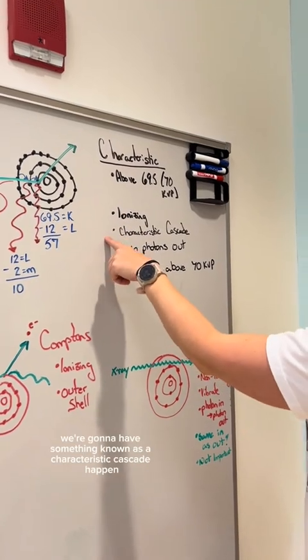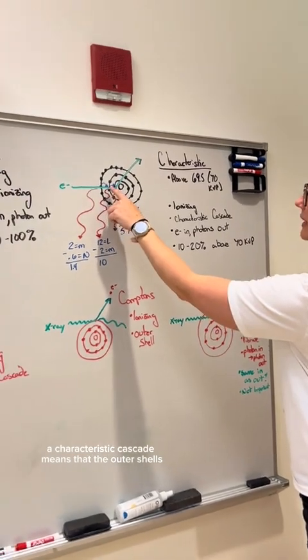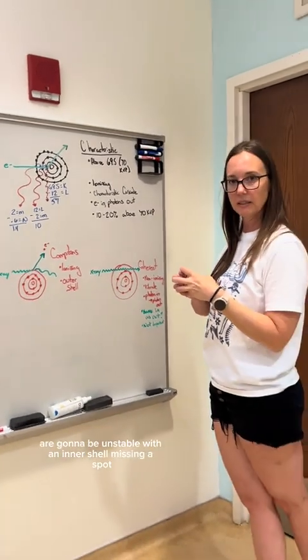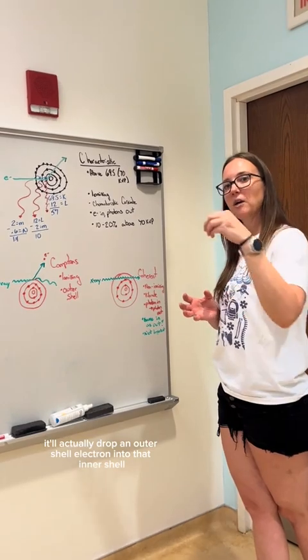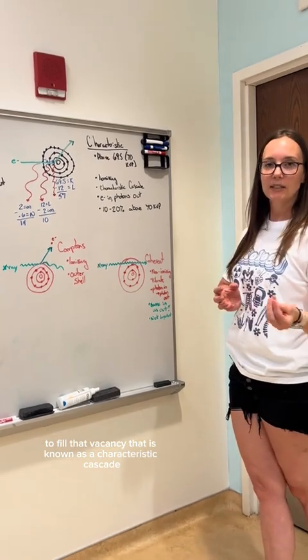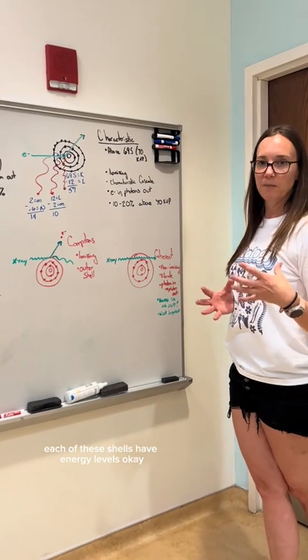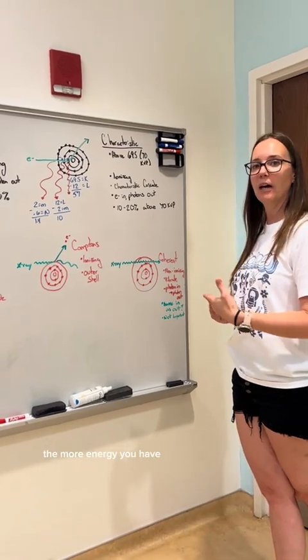We're going to have something known as a characteristic cascade happen. A characteristic cascade means that the outer shells are going to be unstable with an inner shell missing a spot. So what it'll do is it'll actually drop an outer shell electron into that inner shell to fill that vacancy. That is known as a characteristic cascade. Each of these shells have energy levels, okay? So the closer you are to the nucleus, the more energy you have.